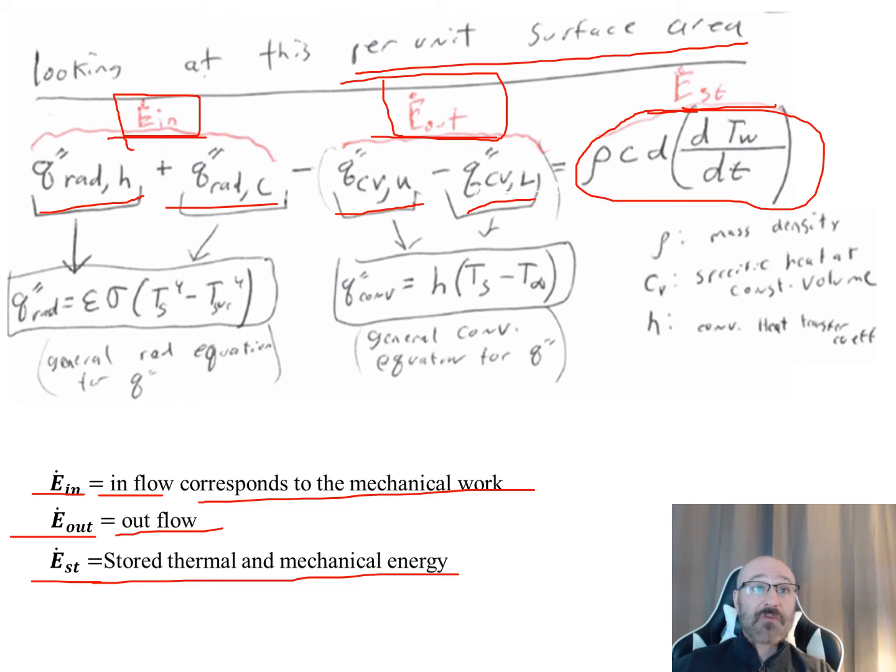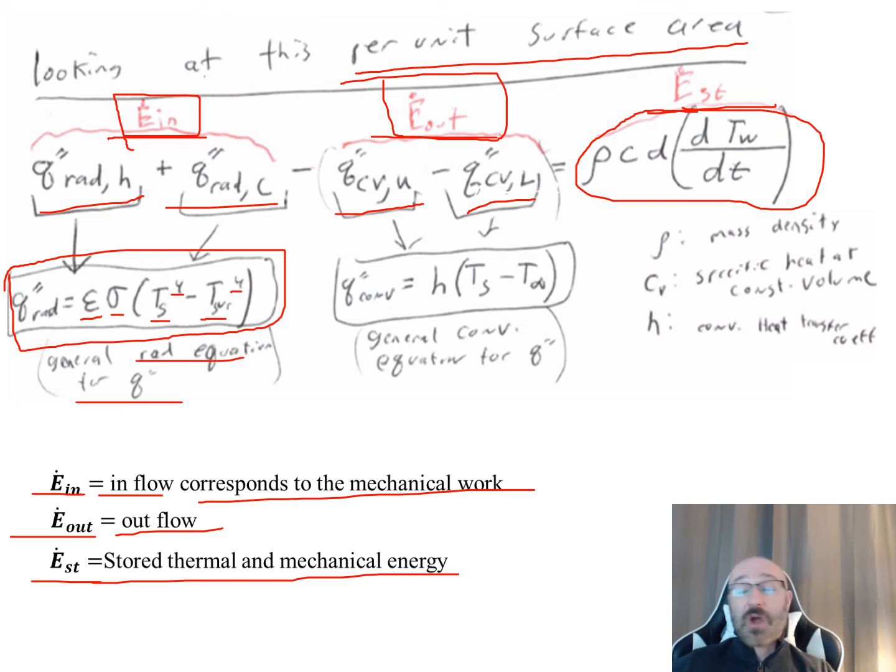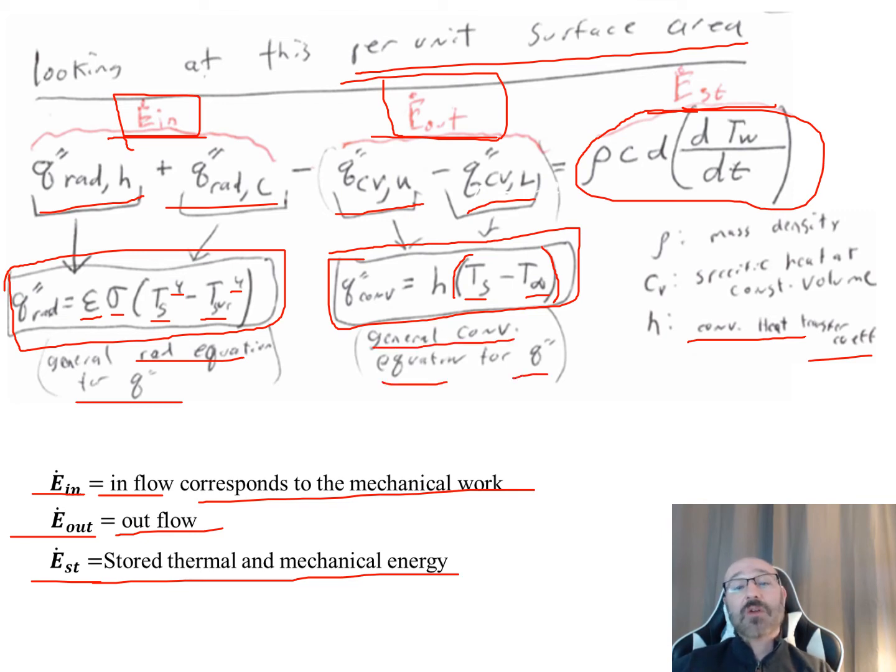For our radiation inflow term, we have epsilon sigma times the temperature difference between T sub S and T sub surround, to the fourth power. This is a general radiation equation for our heat flux. And for our convection term, this is equal to our H value, our convection heat transfer coefficient, times our temperature difference between T sub S and T sub infinity, our surface temperature and our gas temperature in the surroundings. This is our general convection equation for heat flux that we can go back into our book and review.